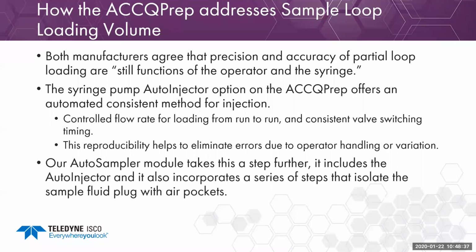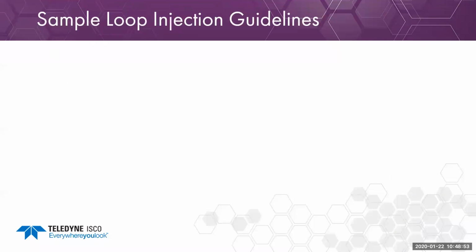And the auto sampler takes it a step further as it also incorporates a series of steps that isolate the sample fluid plug with air pockets. So the auto sampler is actually able to go through a sequence where it draws up a small amount of air to separate that sample plug from the mobile phase as we're injecting it.